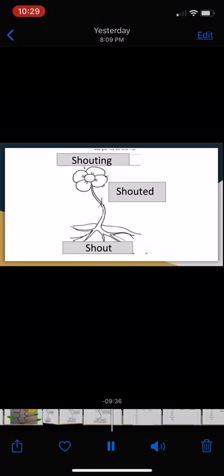Let's practice one more. The word is shout. Say the word shout with me. Shout. How do we change the word shout to shouted? Great job. S-H-O-U-T-E-D, shouted. How do I change shouted to shouting? Great job. S-H-O-U-T-I-N-G, shouting.